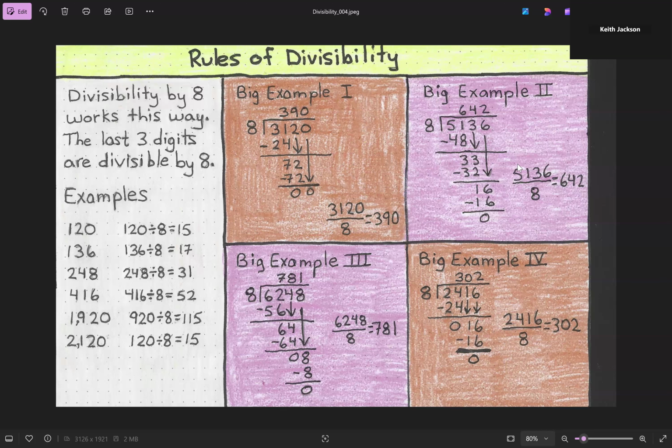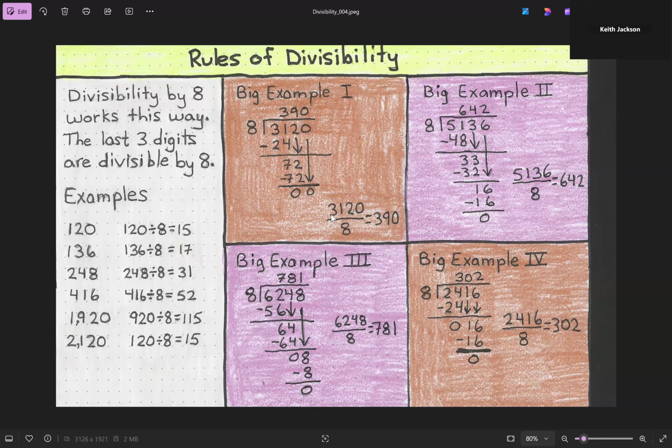And let's take a look at big example 2, in which we have 5,136. And we know that 136 is divisible by 8, which will let us know that 5,136 must be divisible by 8 as well. And when we do the division, we will come up with a quotient of 642.